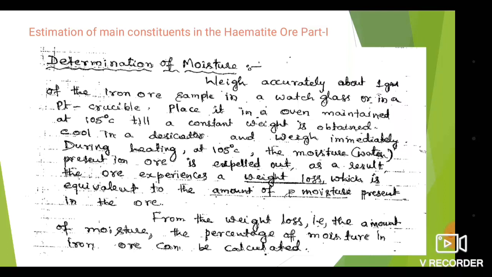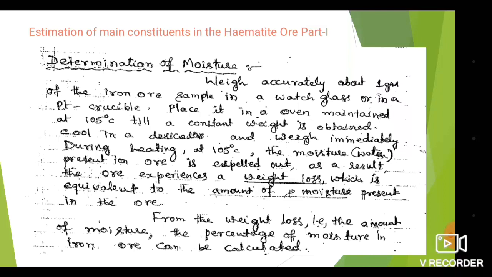the ore is expelled, and the ore experiences a net weight loss. After cooling in the desiccator and weighing, we can determine the loss in weight, which is nothing but the amount of moisture content in the given ore.